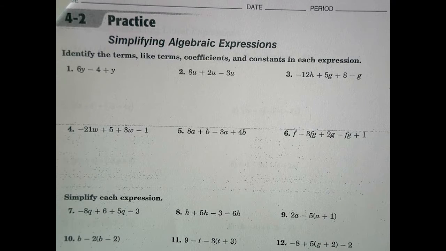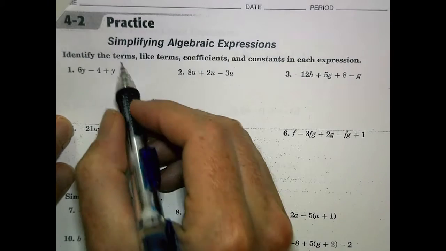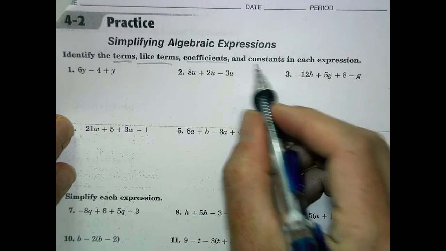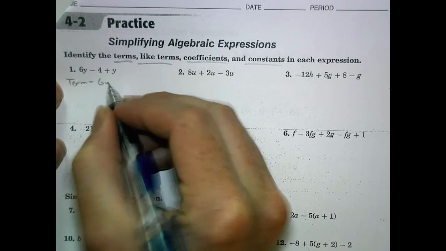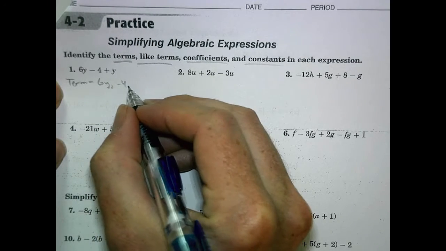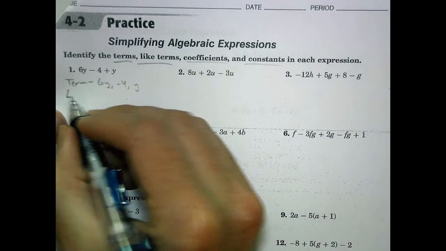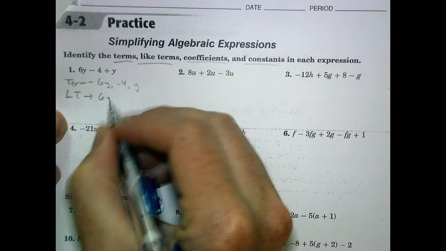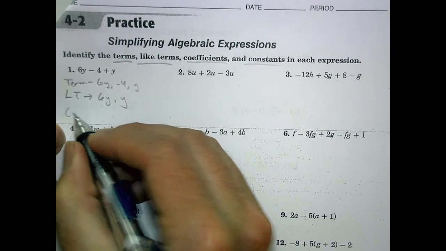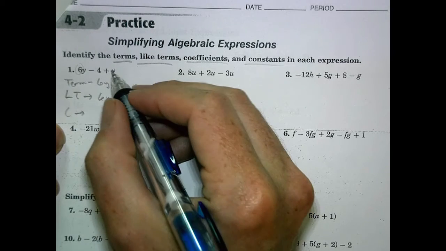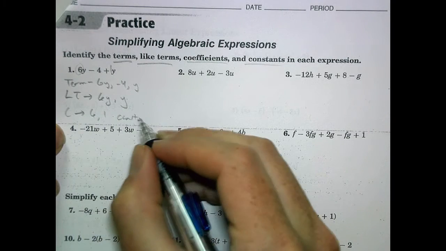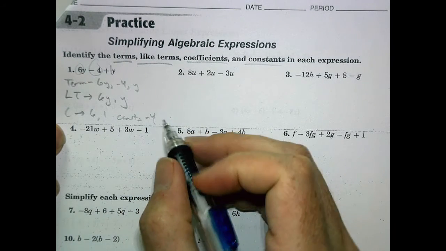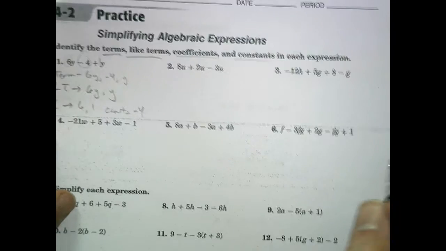Alright, so today's homework here is pretty basic, simplifying algebraic expressions. They begin by saying identify the terms, the like terms, the coefficients, and the constants. So in this case here, our terms are going to be 6y, this is going to be a -4, and a y. Our like terms, our LTs, are going to be the 6y and the y. Our coefficients are the numbers in front, which is the 6, and in this case here, a 1. And then our constants, in this case here, is the -4. So if you're looking at the terms, that's what that looks like there.